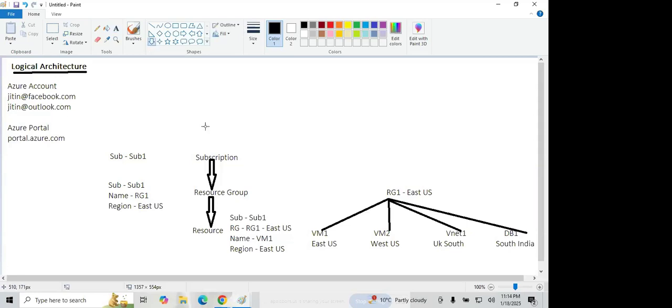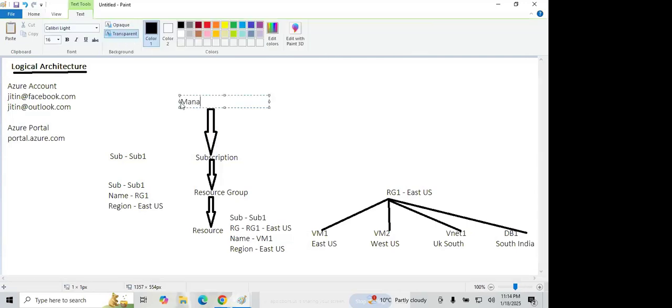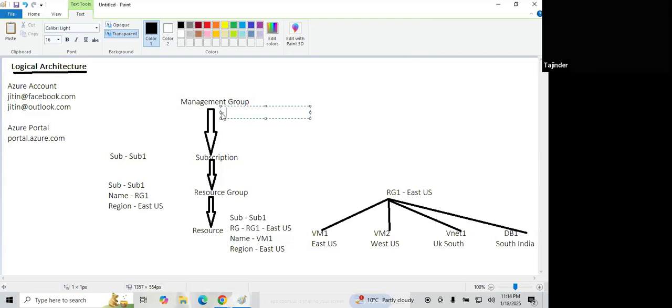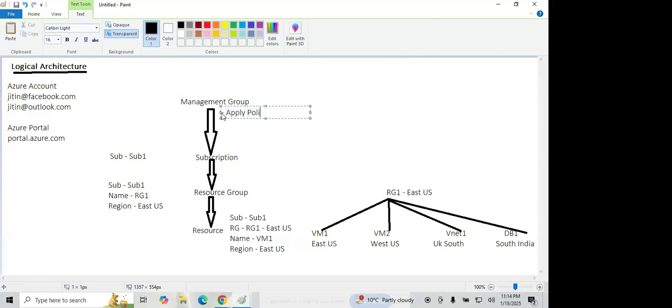Now we have one more hierarchy which is above the subscription as well, and we call it the management group. What can we achieve with the help of this management group? We can achieve two things. One is we can apply the policies at scale, and second is we can manage multiple subscriptions.